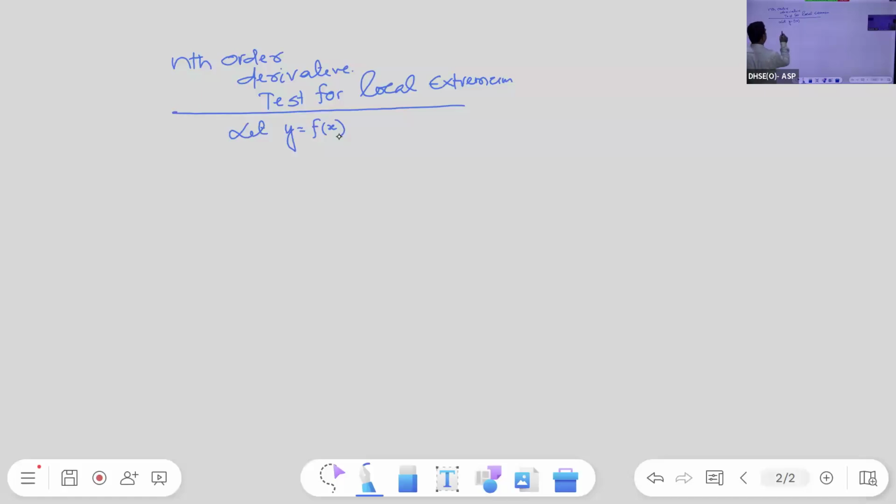Similar procedure we have to follow. First of all, we have to differentiate with respect to x, dy upon dx. This is our step 1. Step 2, equate dy upon dx is equal to 0 and find the solution. Let x is equal to alpha be a solution to the above equation. So x is equal to alpha is called critical point.